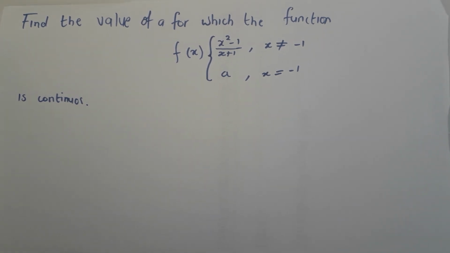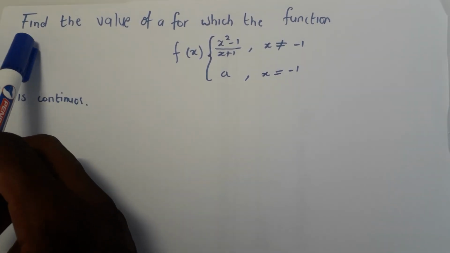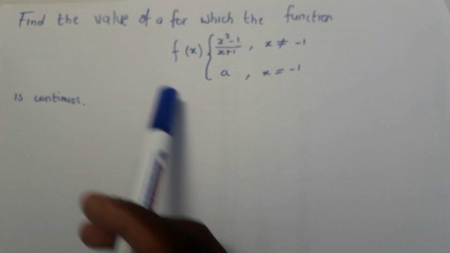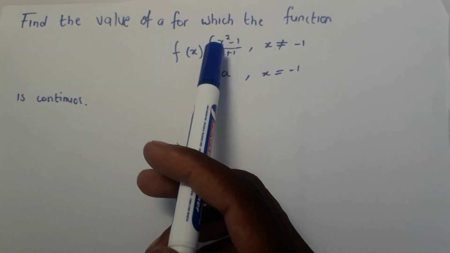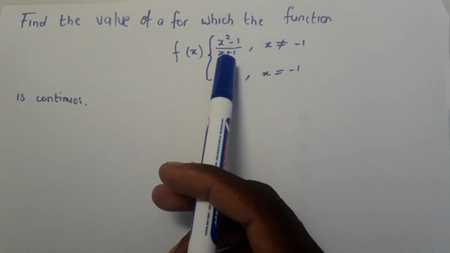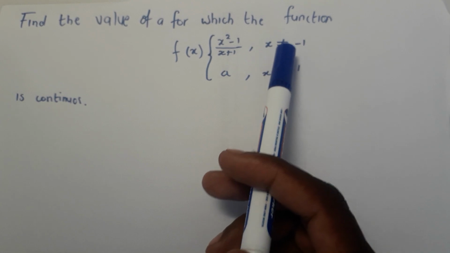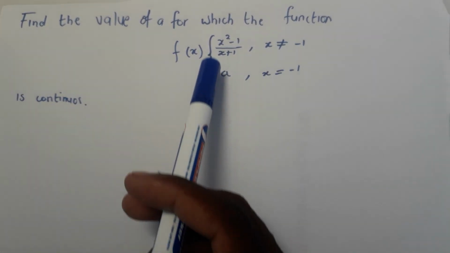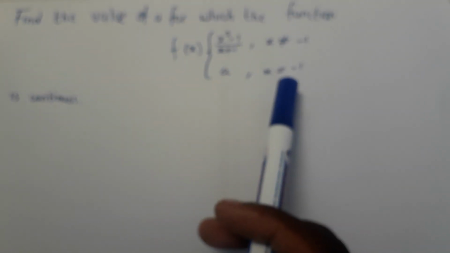So the question goes like: find the value of a for which the function f(x) equals (x squared minus 1) over (x plus 1), where x must not be equal to -1, and a when x is -1.